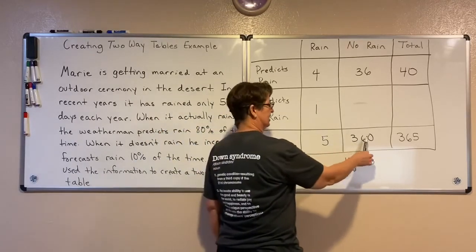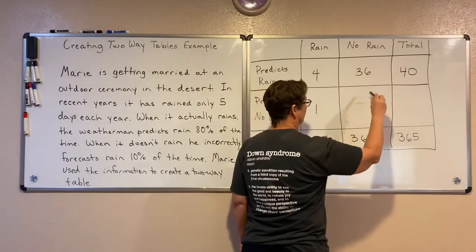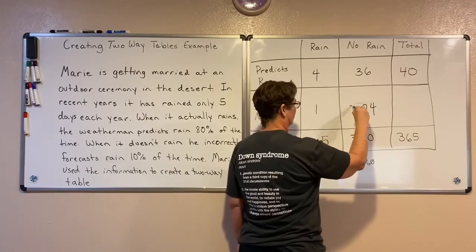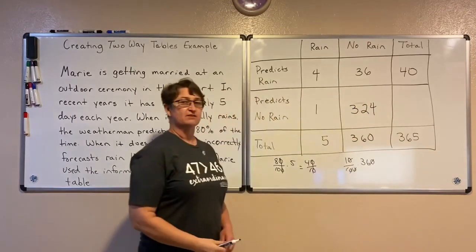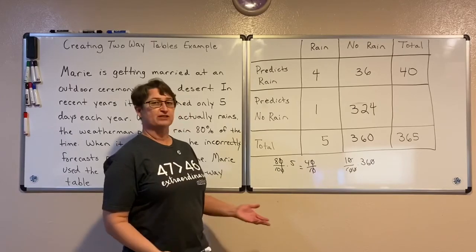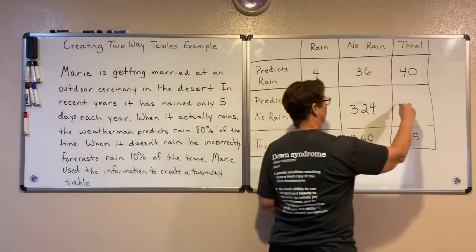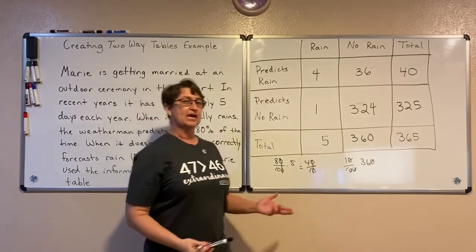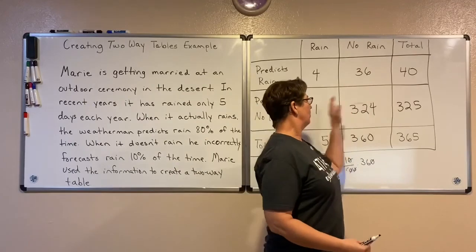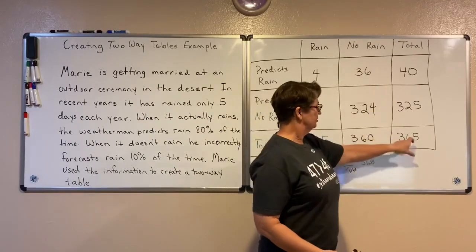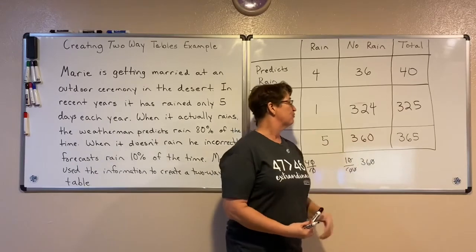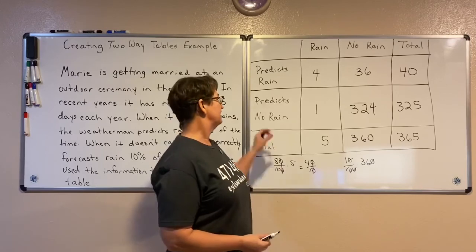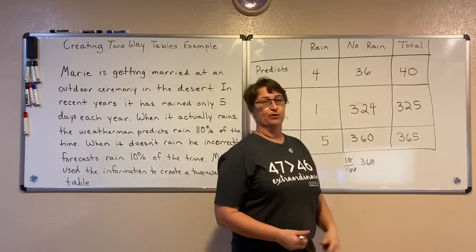That means that here he said that, well, let's see, 324 days, when it doesn't rain, he predicted that it didn't rain. And that makes a total of 325 days throughout the year, he predicts no rain. Now I can kind of check myself. It should add this way, add that way, add this direction. Sure enough, it does. So there we've got our two-way table. Then we can begin to look at the data and we can see how the two variables are related.